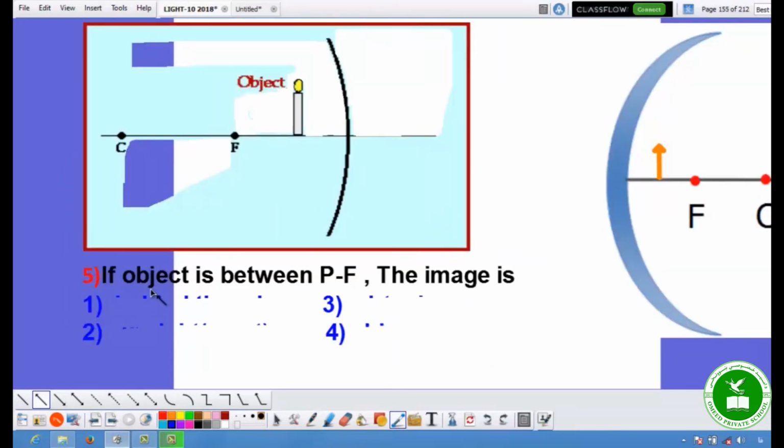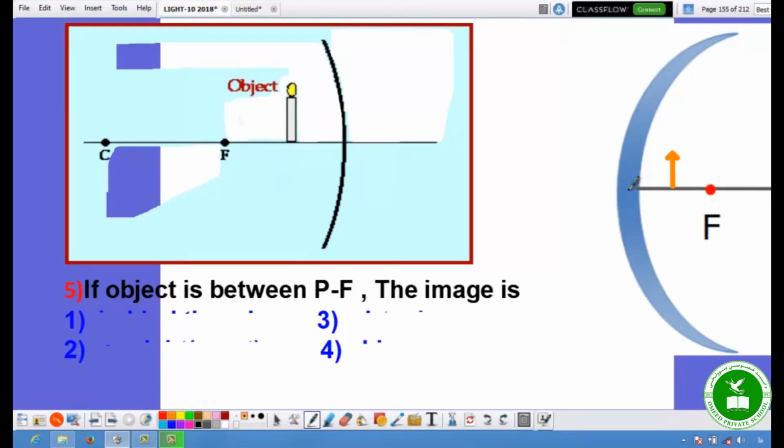Fifth case, if the object is between P and F, the image is, you see, what is P? P is this point, remember? Or we can say this point. Let me show you. The center of the mirror itself is known as P, or pole.